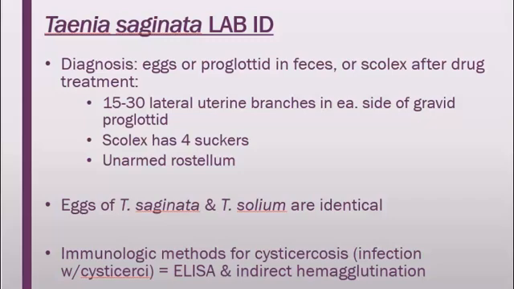The eggs of T. saginata, the beef tapeworm, and T. solium, the pork tapeworm, are identical, so you're really not going to be able to tell the eggs apart under the microscope. You're just going to be able to say, yes, this is a tapeworm egg, but I'm not going to be able to identify the species based on the egg. We are able to do immunologic testing methods for cysticercosis infections, and those include the ELISA test and indirect hemagglutination.